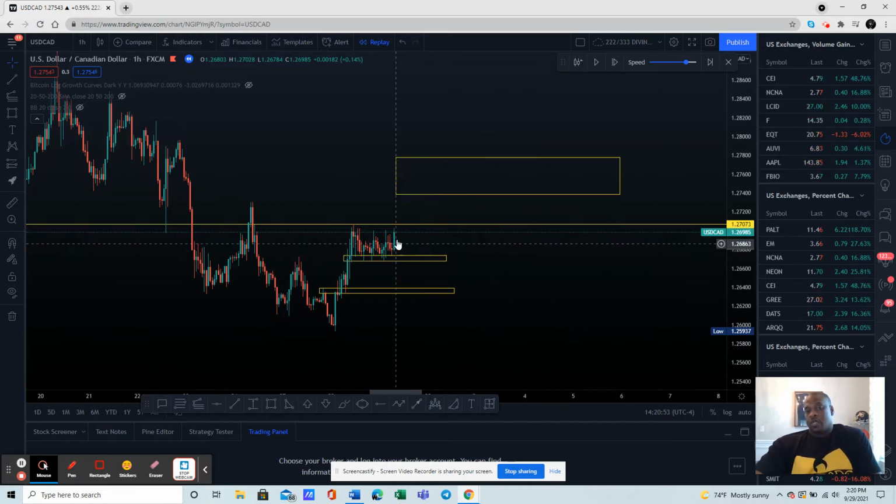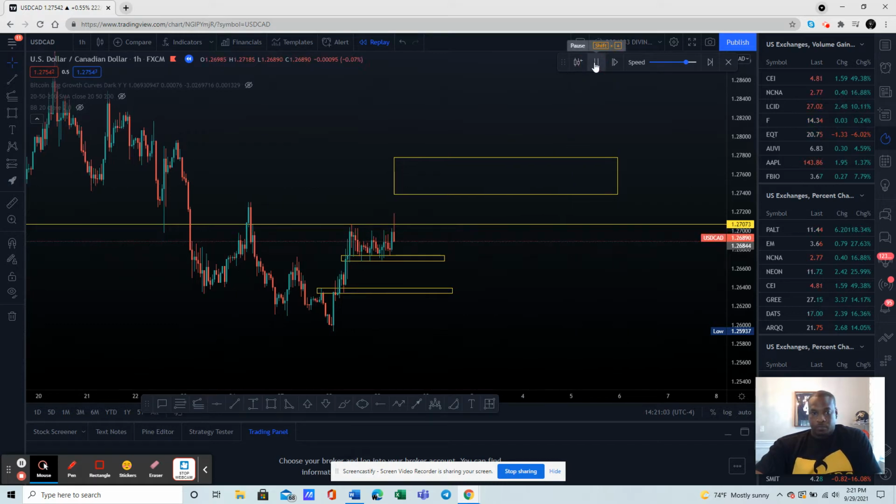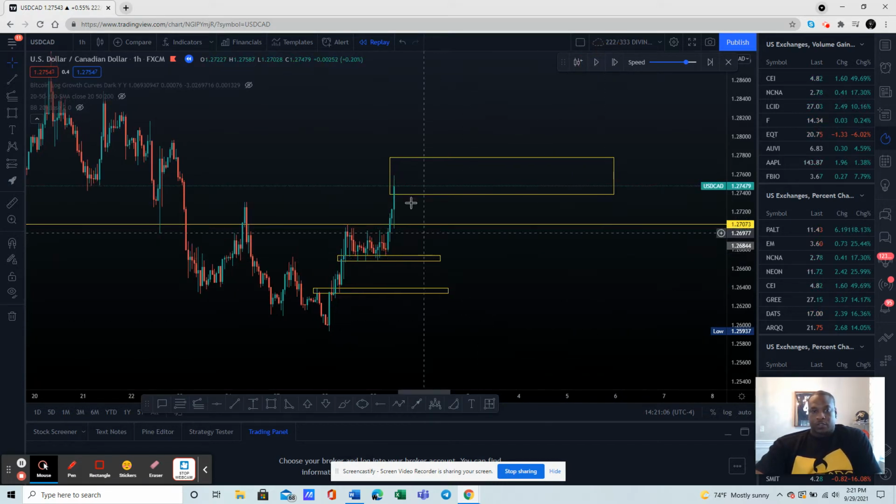All right, so we're looking for the conditions. I'm looking for a retest of this area of support. Remember, when resistance is broken, it now becomes a new support. So let's see what we got. All right, boom. It moves so fast. We got the break. Then we see right here we had the retest.